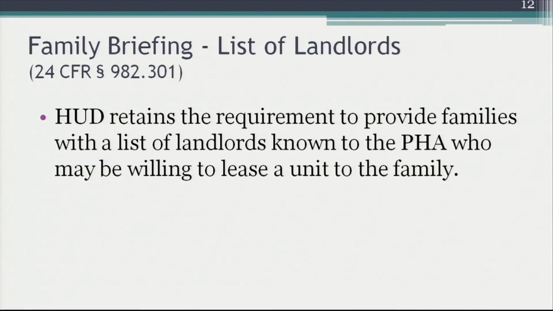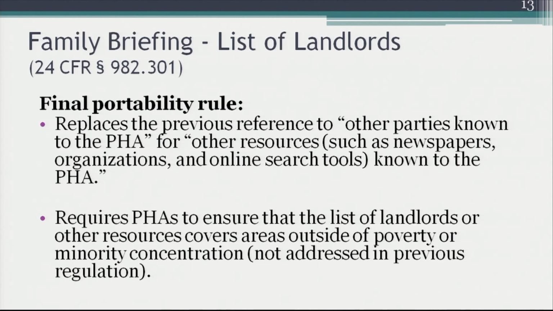Okay, getting into the list of landlords. HUD retains the requirement to provide families with a list of landlords known to the PHA who may be willing to list a unit to the family. And we also replaced the previous reference to other parties known to the PHAs with other resources, such as newspaper organizations and online search tools known to the PHAs that may assist the family in searching for a unit. So we just basically expanded that language there.